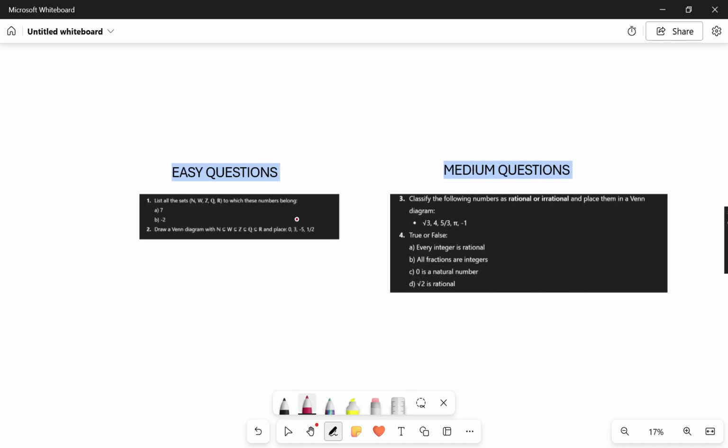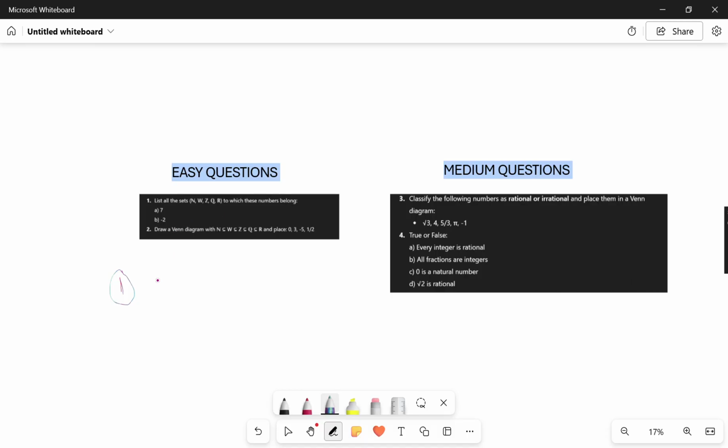Okay, so list all this. Now let's go with the first one here. Let me use a different one. List all the sets: natural numbers, whole numbers, integers, rational numbers, and real numbers to which these numbers belong.